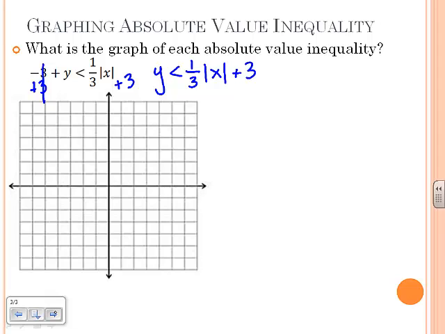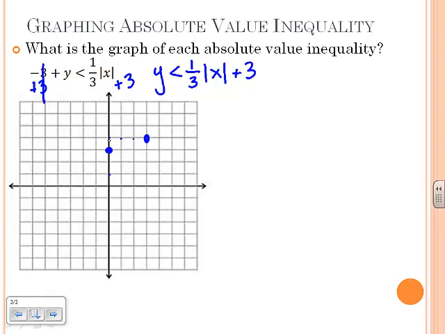Now let's look at the graph. There's only one translation in here, which is a move of up 3. Because there's nothing in here, we're not moving left or right. So our vertex goes up 1, 2, 3 on the y-axis and becomes (0, 3). This 1/3 is our compression, which also acts as our slope. So from that vertex, we're going to go up 1 and over 1, 2, 3.